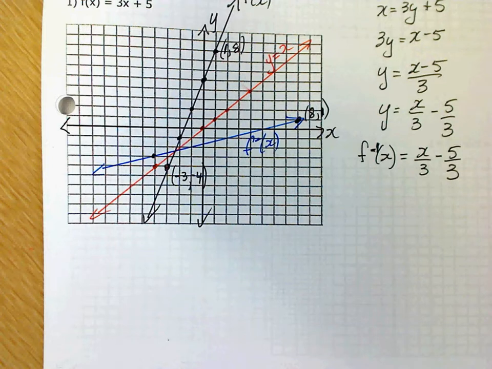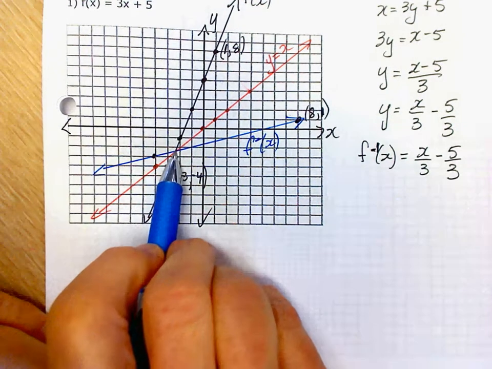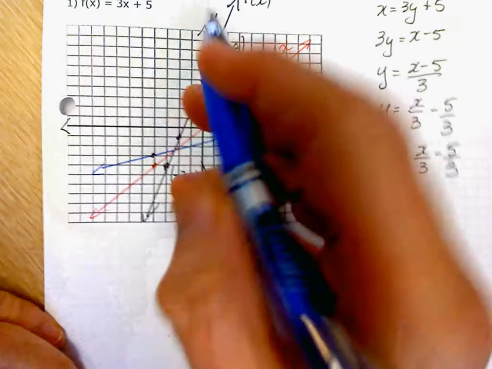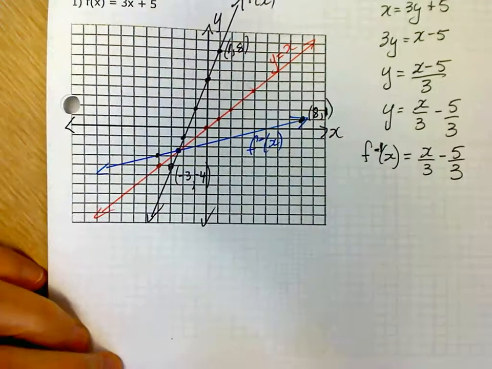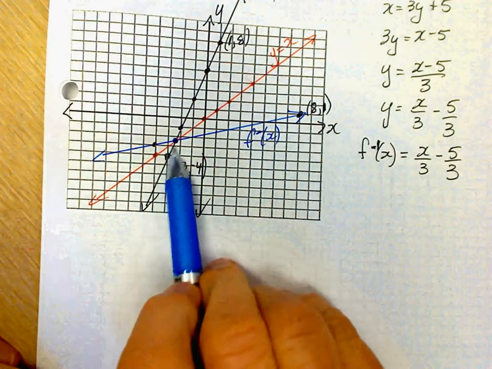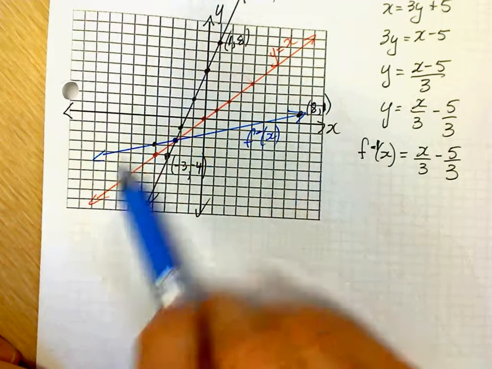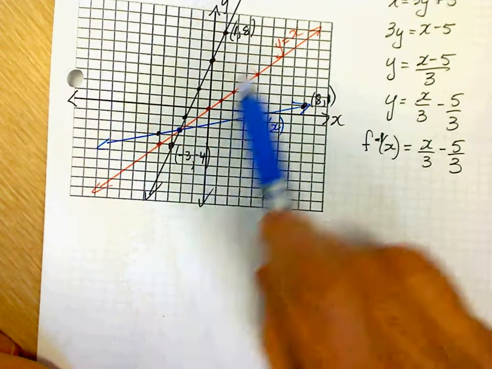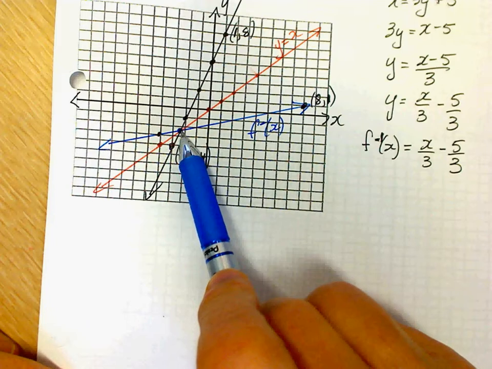Do you notice any point that lies on the y equals x line is invariant? So that point stayed right where it is. When you do an inverse of a function, and an inverse is just a reflection over the y equals x line, any point on the y equals x line stays there. It's invariant. It didn't move.